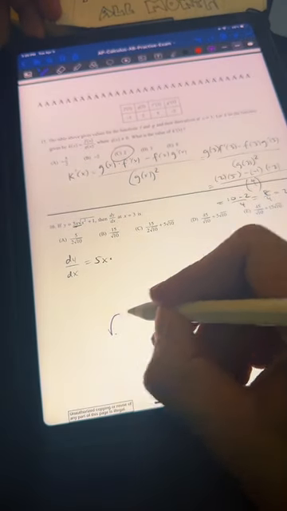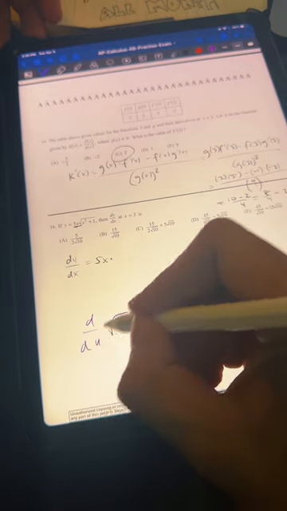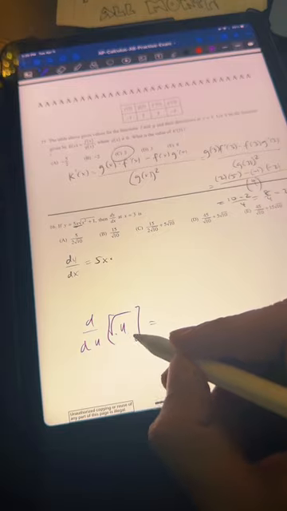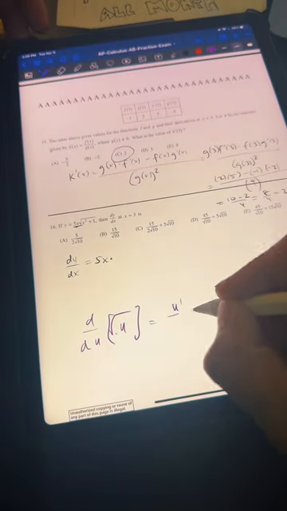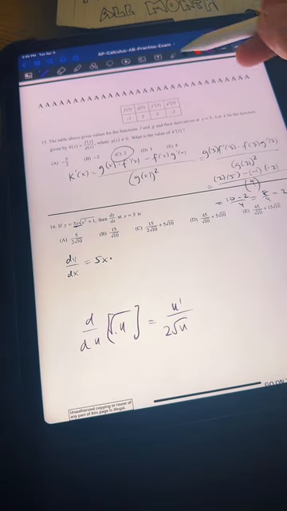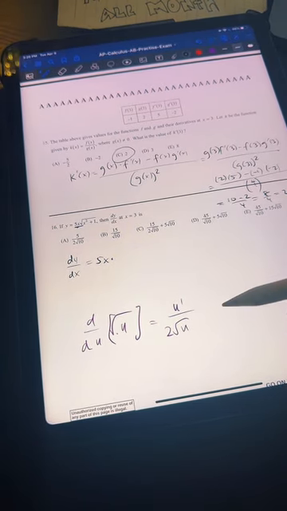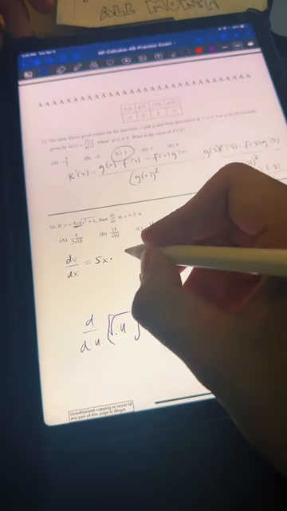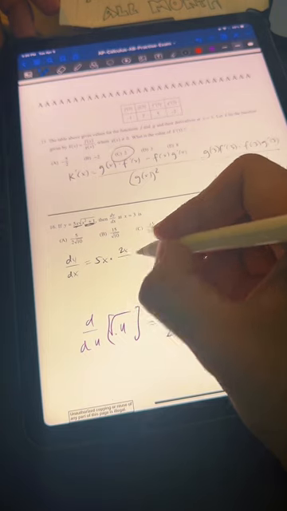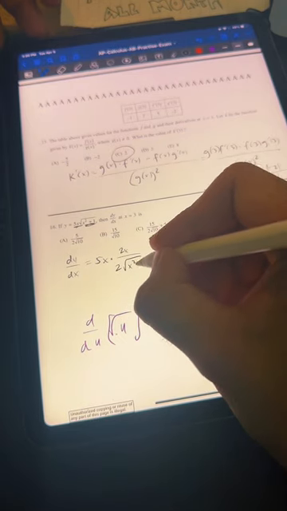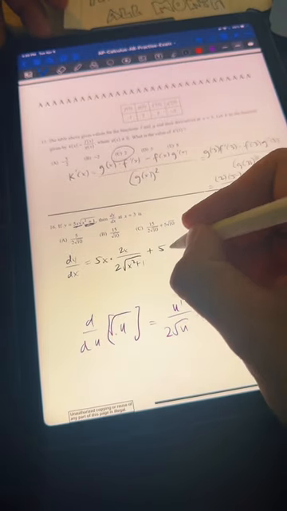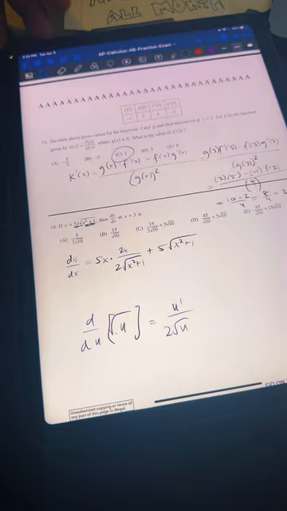Now, if you haven't done this, don't forget that when you take the derivative of a square root, I did square root of u because u is just our inside value, this is equal to u prime over 2 root u. Keep that in mind. Knowing how to find the derivative of a square root pretty quickly is extremely helpful. So now we have the derivative of root x squared plus 1. That's going to be the derivative of the inside, which is 2x, over 2 root of the stuff on the inside. Plus now the derivative of 5x, which is 5, times the second function.